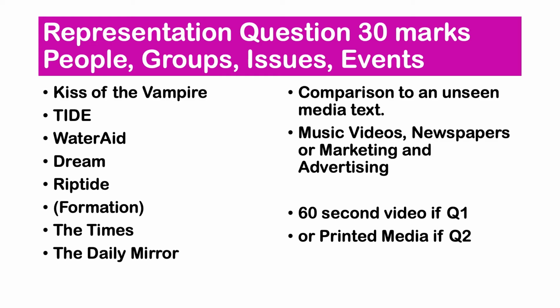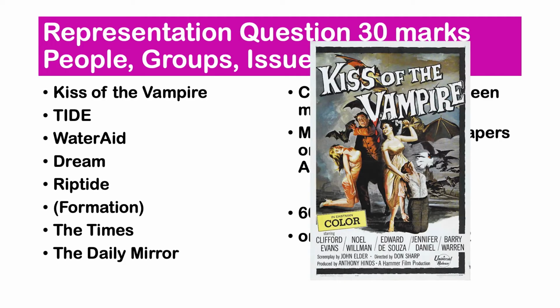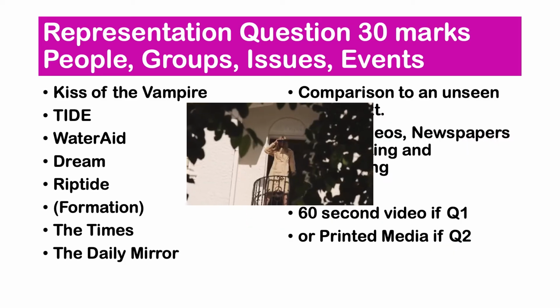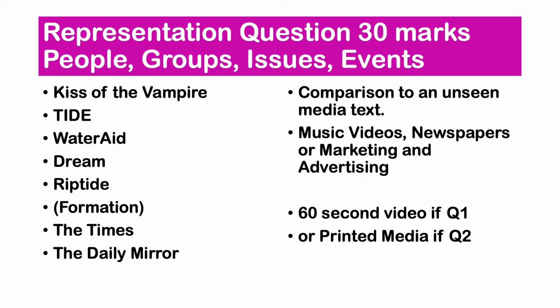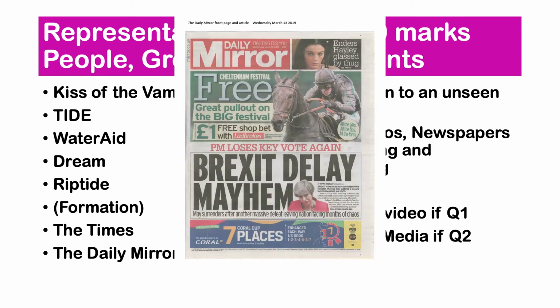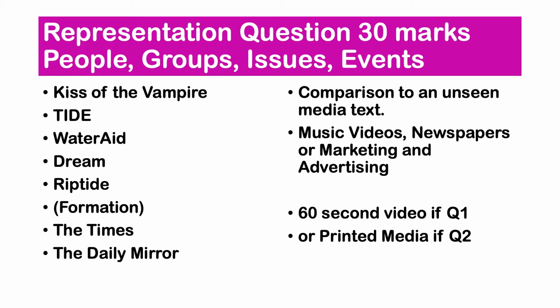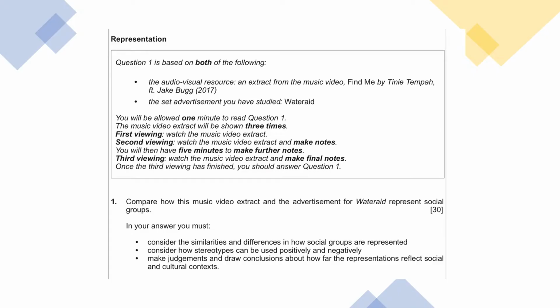So just to remind you, the representation question is a comparison to an unseen media text. So you're going to use one of the set texts. So it could be Kiss the Vampire, it could be Tide, Water Aid, Dream, Riptide. Other centres might do Formation instead of Riptide, the Times and the Daily Mirror. And you compare this to something completely unseen, which could be a music video, a newspaper, or some more marketing and advertising.